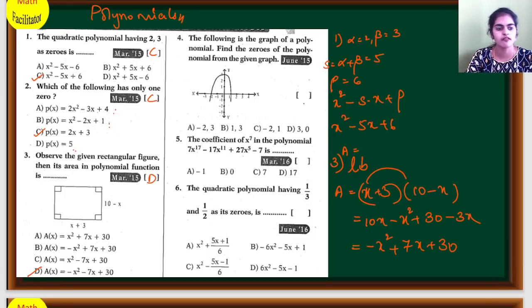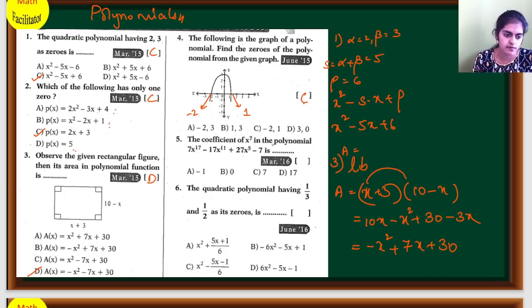The following is the graph of a polynomial. Find the zeros. How do we find the zeros? See, this point is minus 2 and this point is at 1. So minus 2 and 1 are the zeros. Wherever the graph is cutting the x-axis, the x coordinate will be the zero. So minus 2 and 1 are the zeros. Nothing to solve here. Just from the graph you will have to take.